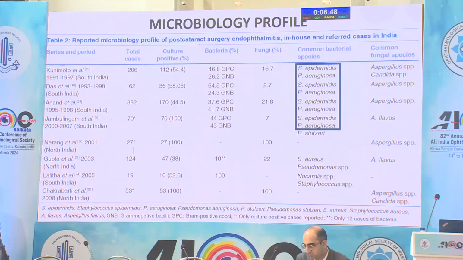So if you look at the microbiology profile, multiple studies have been done on post-cataract surgery endophthalmitis, and the most common bacterial species which has been isolated is Staph epidermidis, which is a normal commensal of the flora, and the more virulent one is the Pseudomonas aeruginosa. And when you look at the common fungal species, in North India it's usually Aspergillus, and in immunocompromised patients you find mostly Candida species.